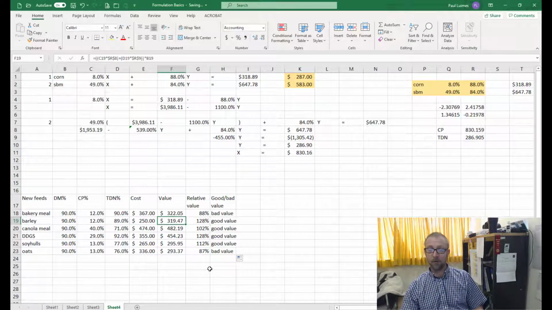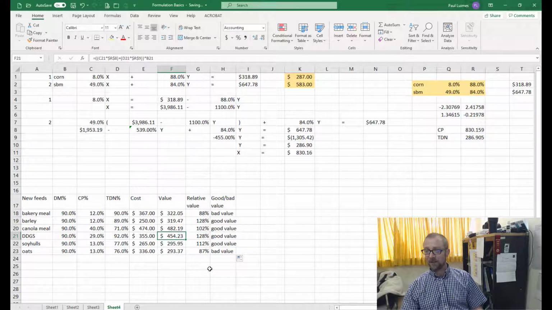It's cheaper than buying corn and soybeans, so you might as well buy that barley then. Canola meal, it's a good value, but just barely a good value. Again, if I have to have an extra bin to put it to use or something like that, then it's probably not worth it to use it. This Distiller's grains, 128%, very similar to the barley. The larger this relative value is, the more worth it is.